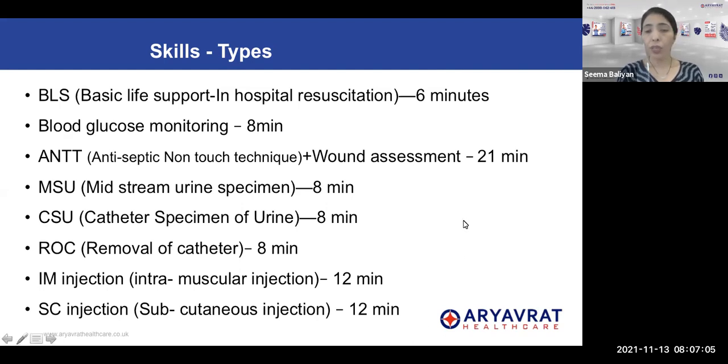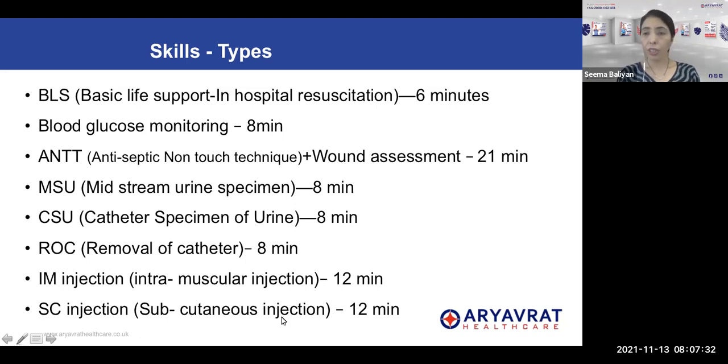ANTT and wound assessment is normally paired, and you will get a total of 21 minutes. But if they are separate, then ANTT is normally 15 minutes and wound assessment is 6 minutes. Then you will have 3 urinary stations, which are MSU, CSU, and ROC. That is the midstream urine specimen, catheter specimen of urine, and removal of catheter. And you get 8 minutes each for all 3 of them.